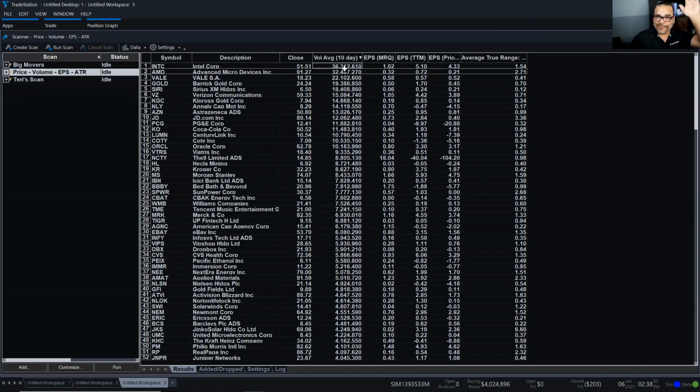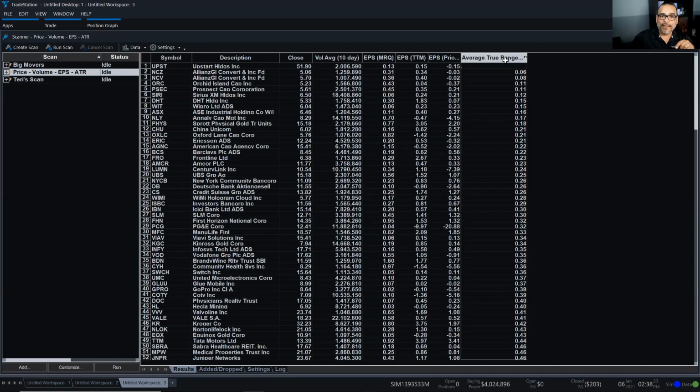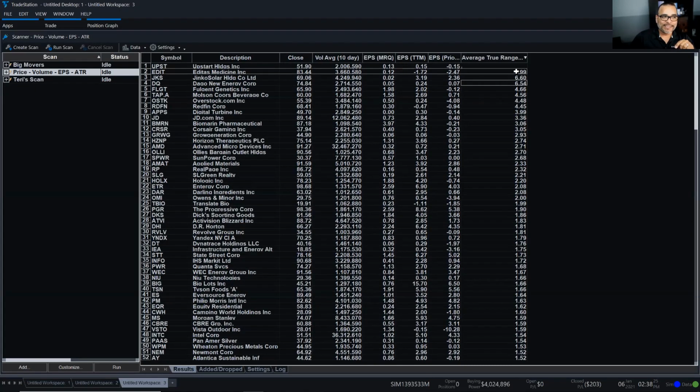And now the top values are at the top. Intel, AMD, these are stocks that are at the top because they trade 36 and 32 million shares respectively. Take a look at the ATR. We see it over here on the right-hand side. We can also sort by ATR. Let's sort by ATR and take a look at the one that has the highest ATR.